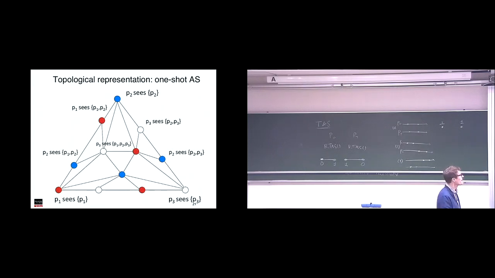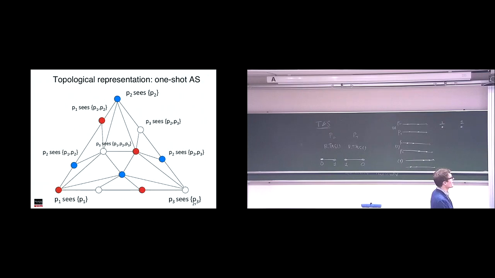Now we have edges and we also have what we call simplexes. Simplexes are sets of vertices which are connected with edges. It's like a clique of edges which gives you a simplex. A simplex is a set of vertices which can be obtained in the same execution. So the definition is always the same.